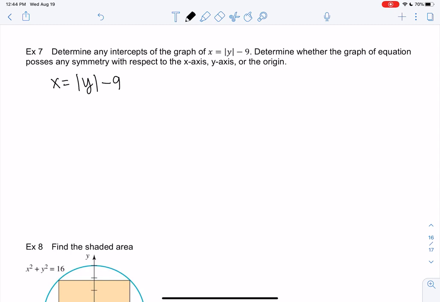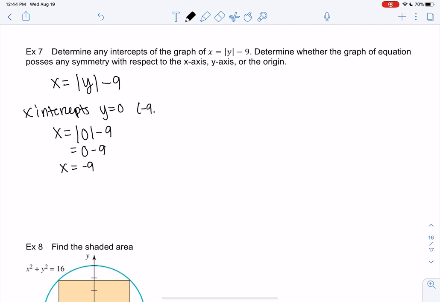So intercepts, let's do that. X-intercept is when y is 0. So x equals 0 minus 9, right? Absolute value of 0 is still 0. So negative 9, comma 0, right? The x value is negative 9, the y value is 0. Y-intercept.